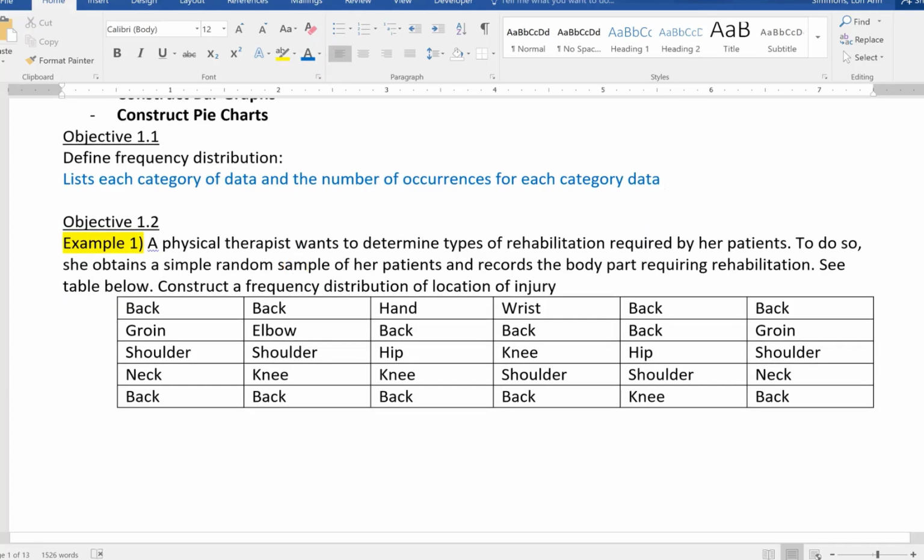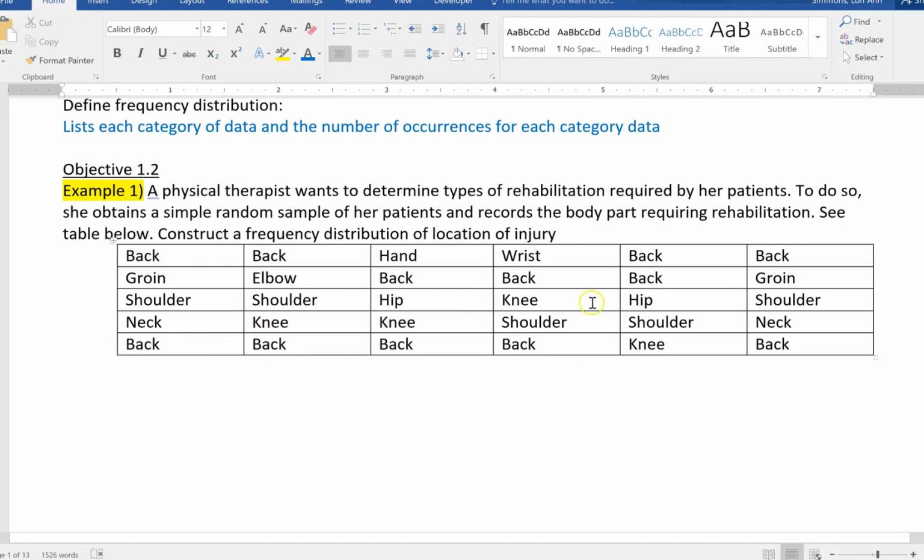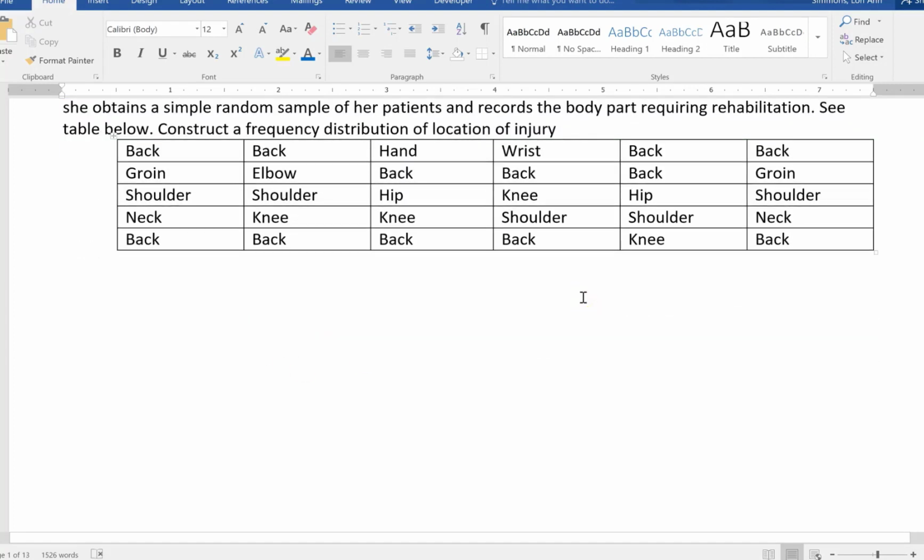Let's look at an example. A physical therapist wants to determine types of rehabilitation required by her patients. To do so, she obtains a simple random sample of her patients and records the body part requiring rehabilitation. See the table below. Construct a frequency distribution of location of injury. So as you can see, this is qualitative data, characteristic or an attribute.